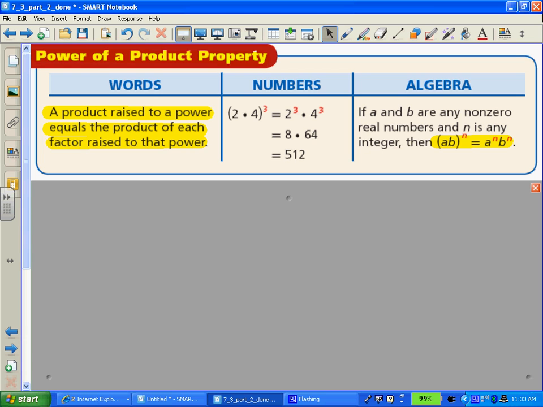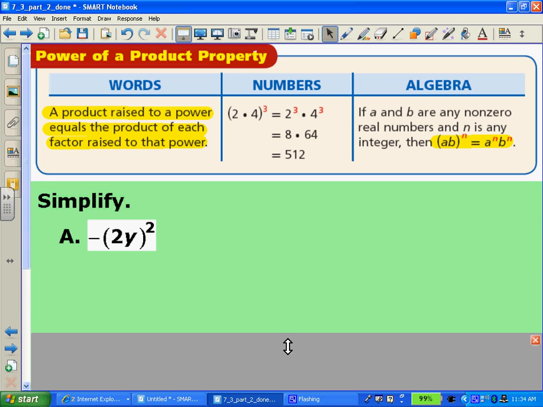And then the last property to talk about here is the power of a product property. And again, title this part power of a product property and write down the highlighted parts here. A product raised to a power equals the product of each factor raised to that power. So if I have a times b in parentheses to the n, that's the same as a to the n, b to the n. It's kind of like distributing the exponent, if you want to think of it that way. Or if you like numbers, 2 times 4 in parentheses to the third is the same as 2 to the third, 4 to the third. And you can see that they went ahead and multiplied that all out because those were pretty simple powers.